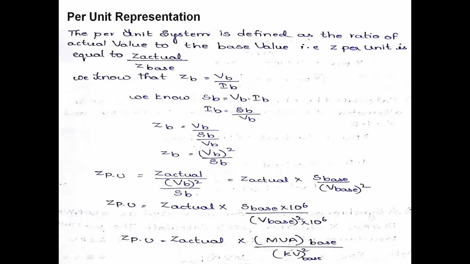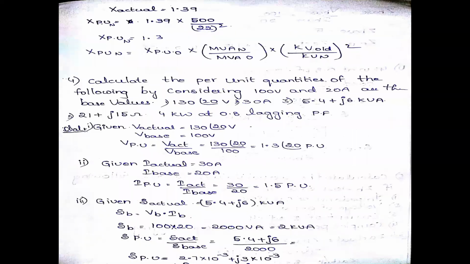In the last class, we discussed the per unit system. If we have different per unit systems, that means if we want to change the per unit of one base to another base, or find the per unit of a given power system, how are we going to solve it? We have seen a couple of sums also.